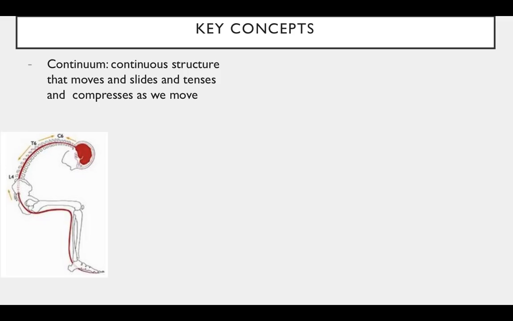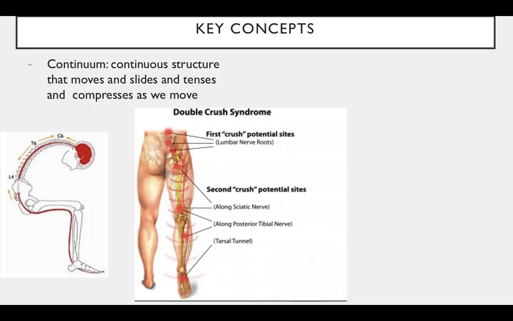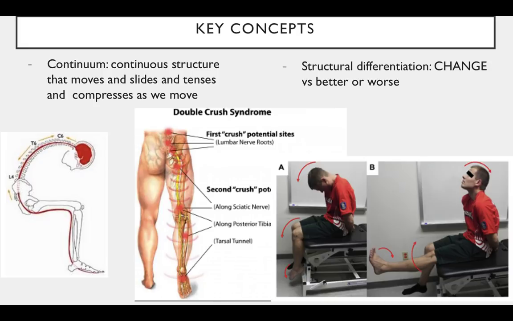Another important concept is that the nervous system is a continuum, both mechanically, electrically, and chemically. This is where the concept of double crush comes from. An individual can report a history of back pain and then present with plantar foot pain. The irritation to the nerve occurring in one place can lower the threshold for irritation in other locations.